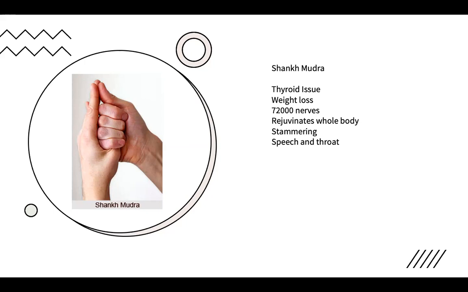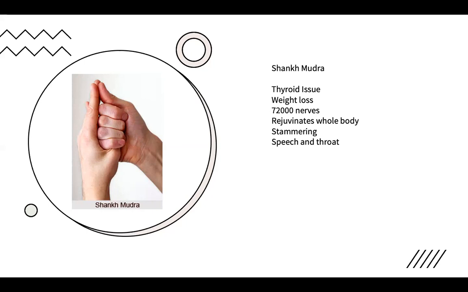Perfect. This is also used in puja. You know why? In worshipping, because it purifies 72,000 nadis. To purify the speech, this is a very, very important mudra. That is why the Shankha Mudra is used in worshipping also. So before you worship, you do this Shankha Mudra.